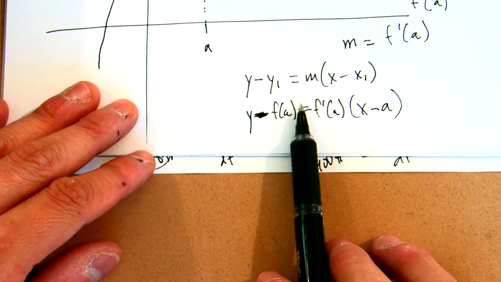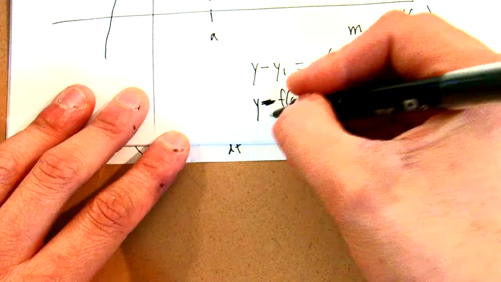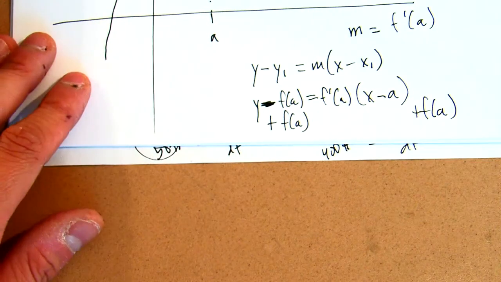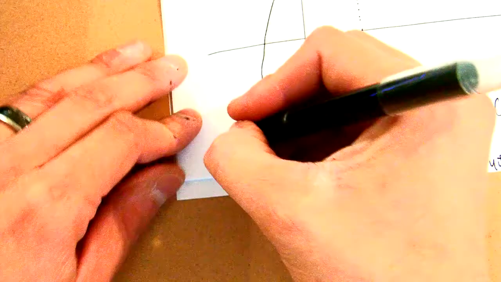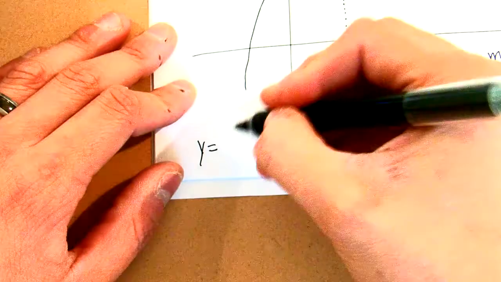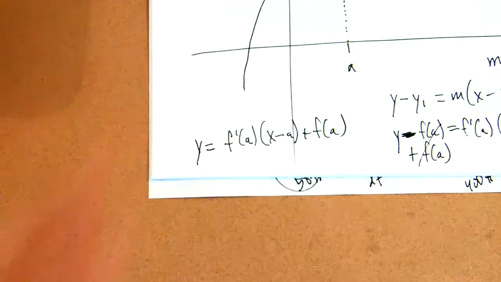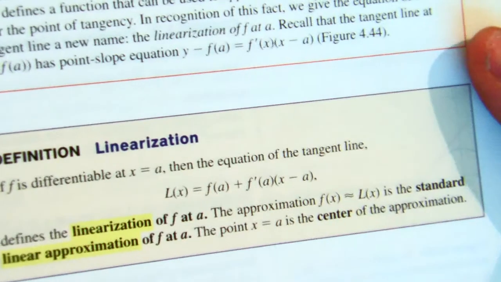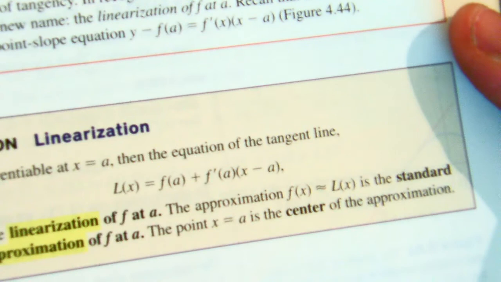So now, normally we like to solve for y, right? So what would I have to do to solve for y? Let's just add f of A to both sides here. So these go away, and I'm left with the final answer. This is y equals f prime of A times the quantity x minus A, plus f of A. True? Okay, and if you look in your book, this is the definition of linearization. You guys see that? That's all it is.